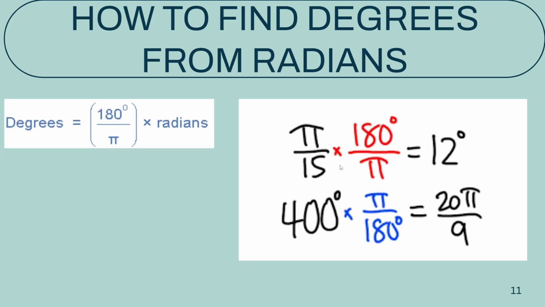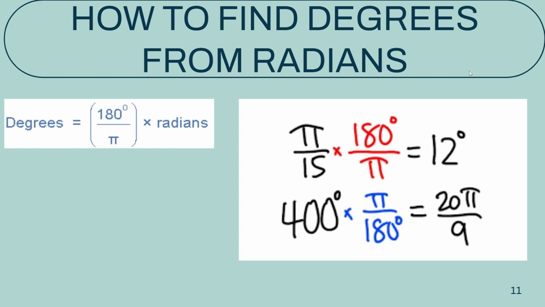Okay, now we'll learn how to find degrees from radians. On the left side you see the formula to find degrees from radians. On the top example right here, ignore the bottom one, we have pi over 15, okay, so that's the base radian. What we have to do is multiply that by 180 over pi, and in this example, or any example really, all you have to do is plug that into a calculator, and when you do that, you get 12.